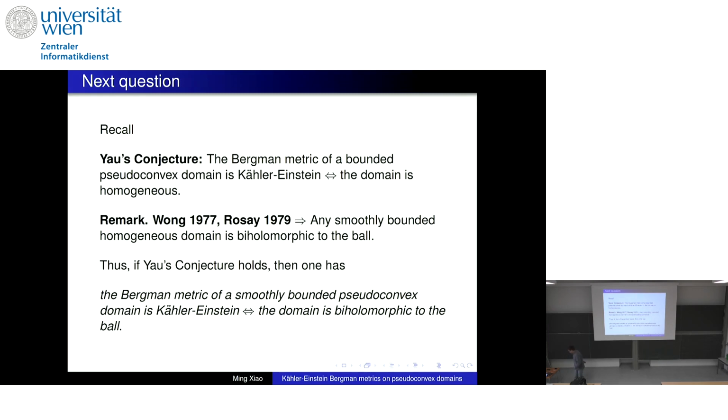So that means if Yau's conjecture holds for any smoothly bounded pseudoconvex domain, then we should have the following effect. That is, the Bergman metric of a smoothly bounded pseudoconvex domain is Kähler-Einstein if and only if the domain is biholomorphic to the ball, because that follows from Rosay: homogeneous is equivalent to biholomorphic to the ball if the boundary is smooth.